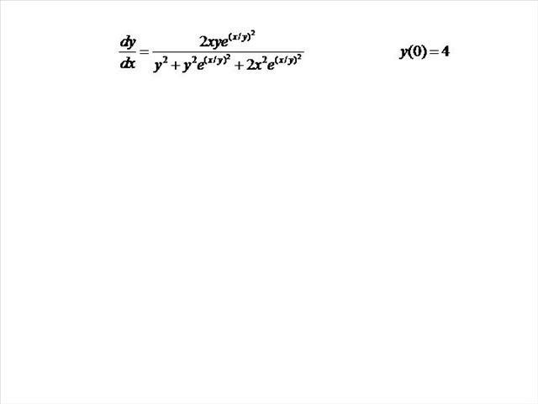Okay, so we're going to be looking at solving the differential equation dy by dx is equal to 2 times x times y times the exponential of (x over y) squared, all divided by y squared plus y squared times the exponential of (x over y) squared plus 2x squared times the exponential of (x over y) all squared, subject to initial data that when x is 0, y takes a value of 4.